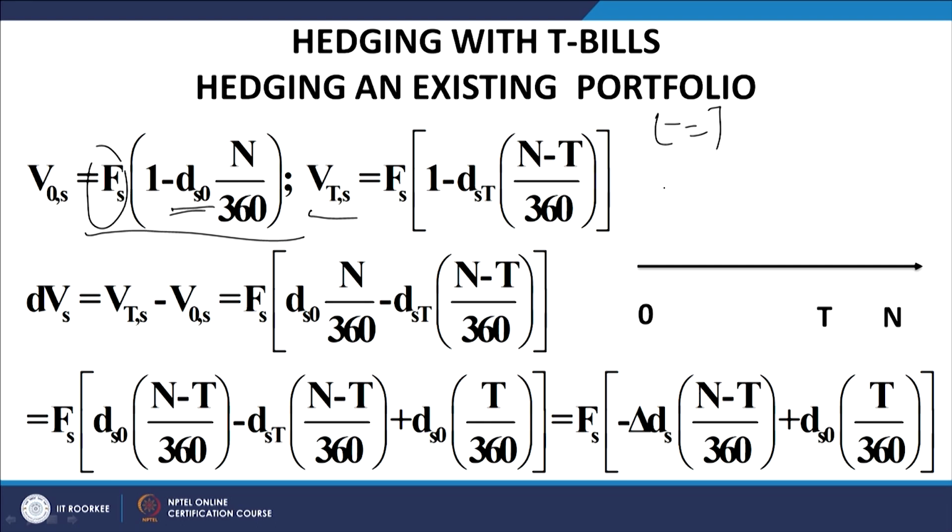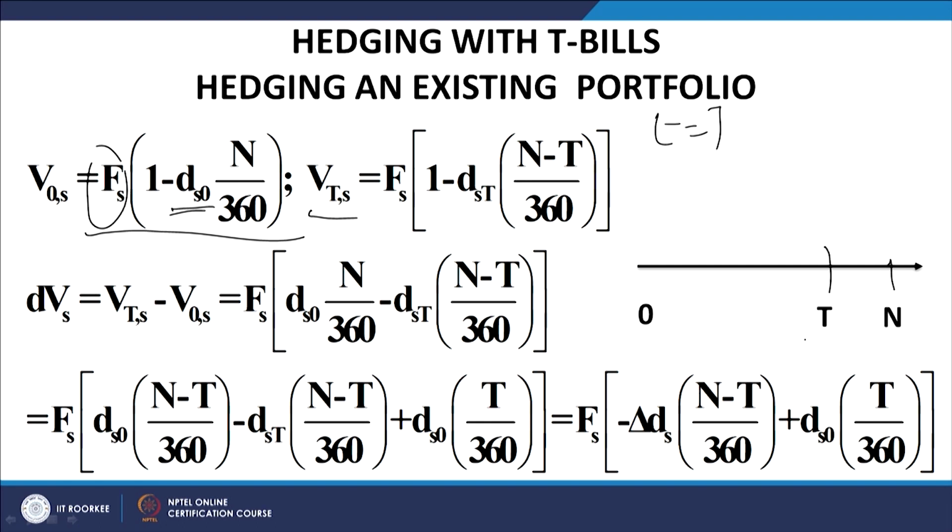The discount yield may have changed, and you want to protect yourself against a change in the discount yield. Now, the change between these two is given by this expression. It is quite clear. The first term Fs and Fs cancel out, and we have Fs into ds0 n upon 360. What is n? N is the life of the T-bill. N is not your investment horizon. N is the life of the T-bill. Please note this.